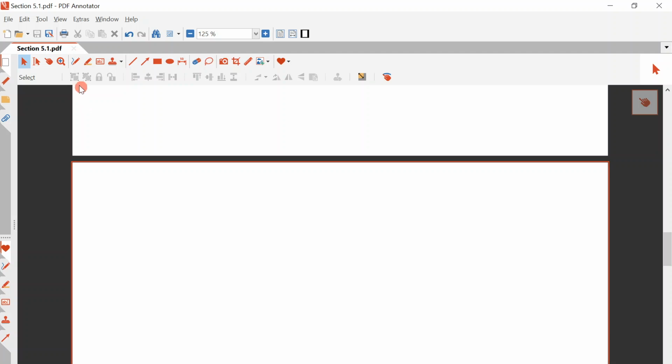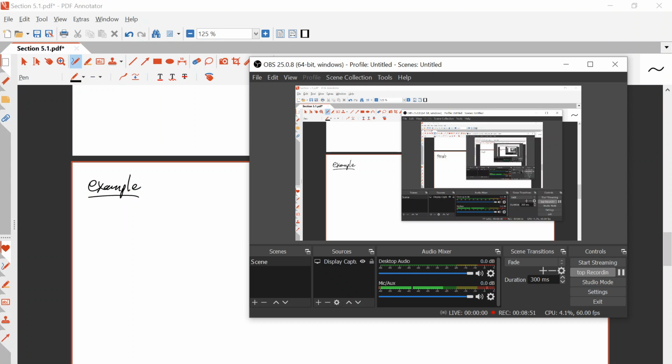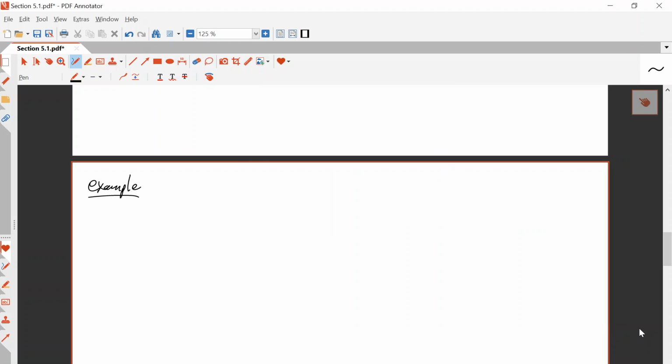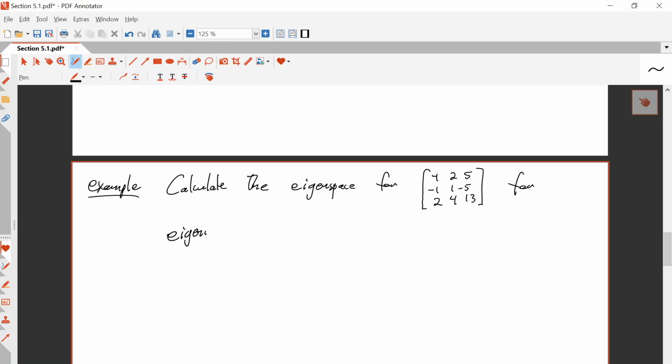So, for example, calculate the eigenspace for this matrix 4, 2, 5, -1, 1, -5, 2, 4, 13 for eigenvalue k equal to 3. Find a basis for this eigenspace.